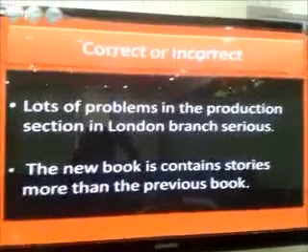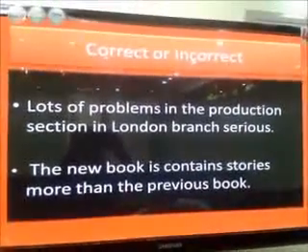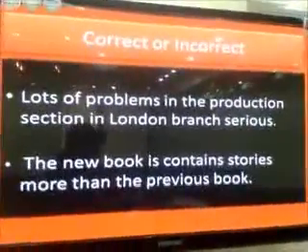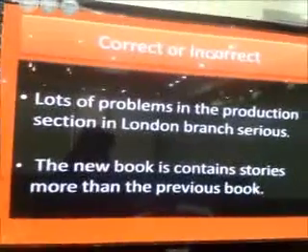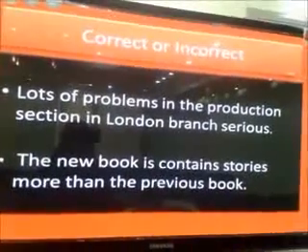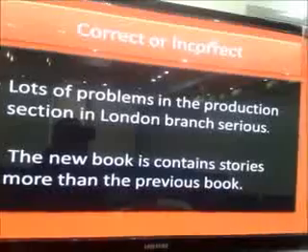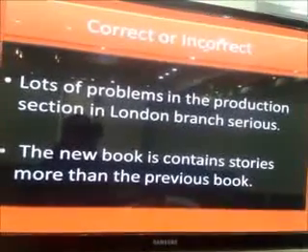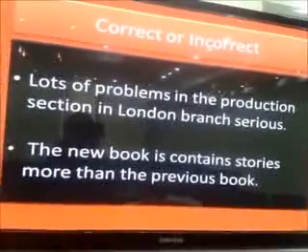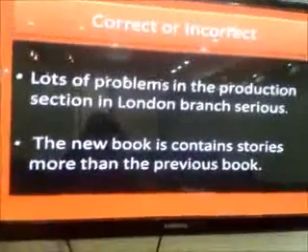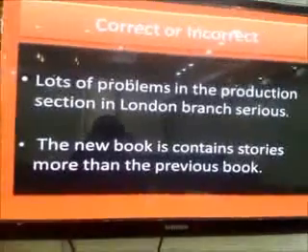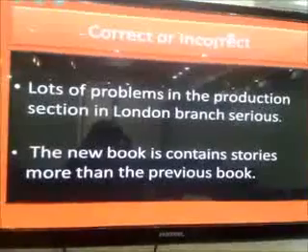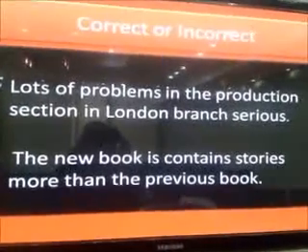And this is also one of the questions that we have in the TOEFL PBT in the structure and written expression section. We've got correct or incorrect. Now let's read this sentence here. Lots of problems in the production section in London branch. Serious. Now let's follow the same strategy that we decided to follow before, which is look for a subject and a verb. This is how you can decide if this is right or wrong.